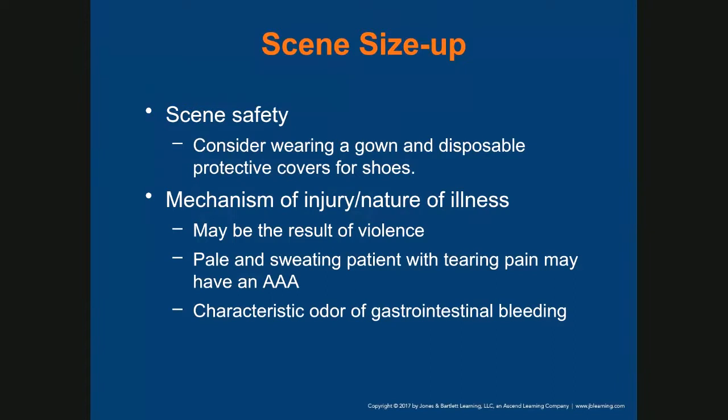All right, so let's look at the patient assessment. Scene size up, ensure that your scene is safe. Consider wearing a gown and disposable protective covers for shoes. We will consider the mechanism of injury or nature of illness, maybe the result of violence, so it may be a trauma situation. Pale and sweaty patients with tearing pain, you need to be thinking about a AAA, right? Look out for unusual odors, look out for gastrointestinal bleeding.